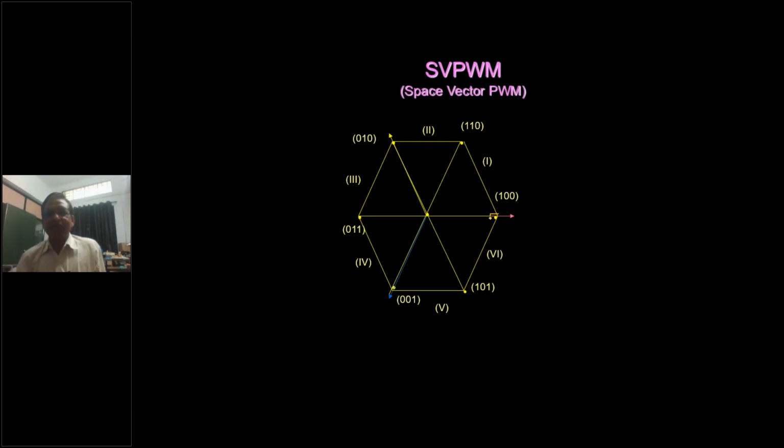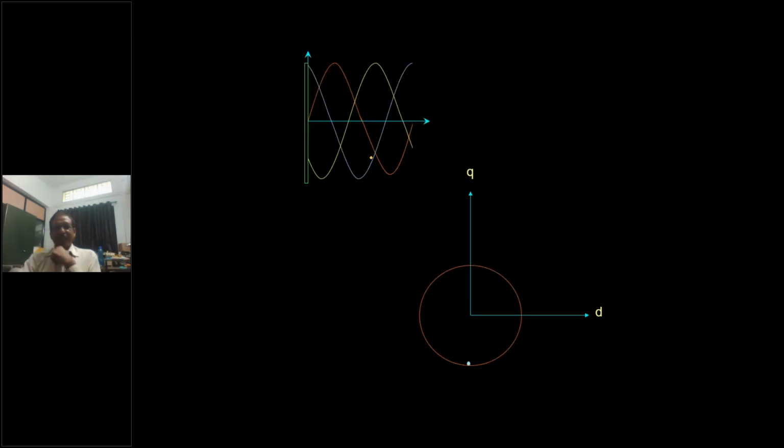If I consider this switching state: R phase upper switch is on, Y phase lower switch is on, B phase lower switch is on. So this point indicates the switching state of all three phases. What is the meaning of this one? R phase lower switch is on, Y phase upper switch is on, and B phase lower switch is on. That is the meaning of this. How this is used to generate the output voltage, we will see.